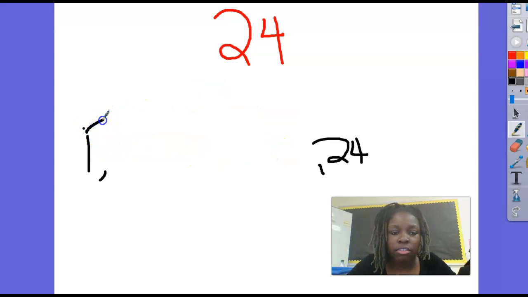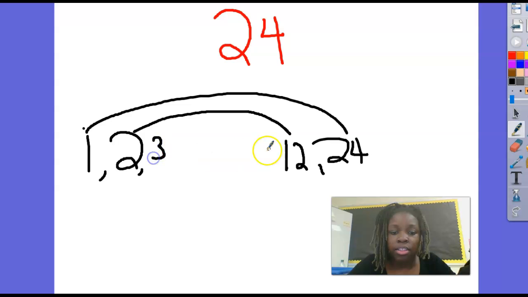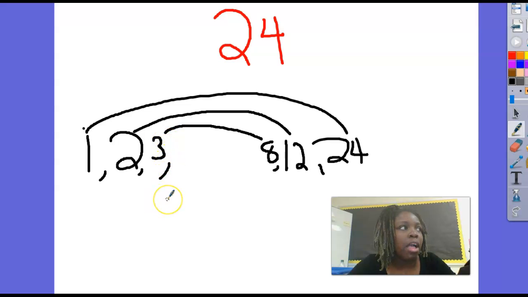So first off, let me draw my rainbow. This is my rainbow, 1 times 24. Then I'm going to put 2, then 12 on this side. So 2 times 12. Now I'm thinking 3. Can I times 3 by anything to get 24? Yeah, good. 3 times 8. So I'm going to put 3, and then 8 right here. Now after 3, I'm using 4. Can I times 4 by anything? Great, 4 times 6. So I'm going to put 4 times 6.